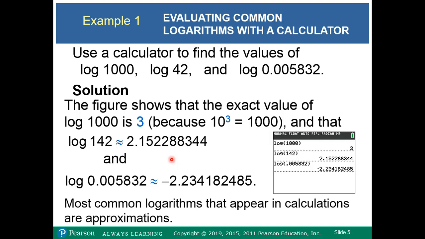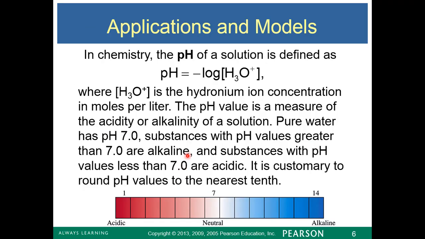So most common logarithms that appear in calculations are approximations. Okay, so as you can see, this is just an approximated value. So one application of logs is the pH scale. When we look at the concentration of hydrogen ions, which is what makes something acidic, we can look at pH. It's the proportion of hydrogen ions. So the pH is actually on a log scale.